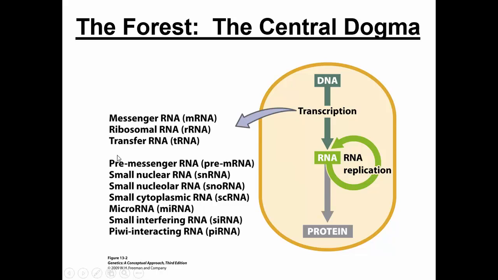Eukaryotes have a whole host of other RNAs as well. They're all listed here. I just want you to know they exist for now, so don't worry about memorizing this list here. You can put a little X here if you want. But later on in the course, we'll reintroduce these one by one.